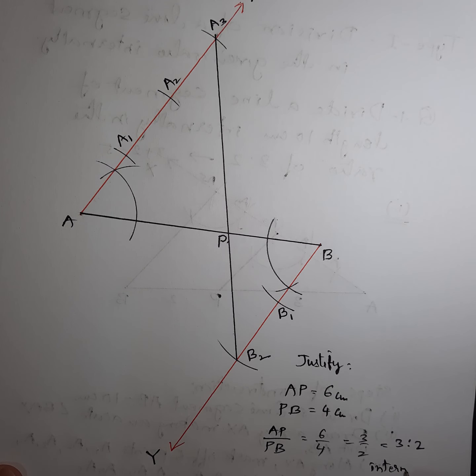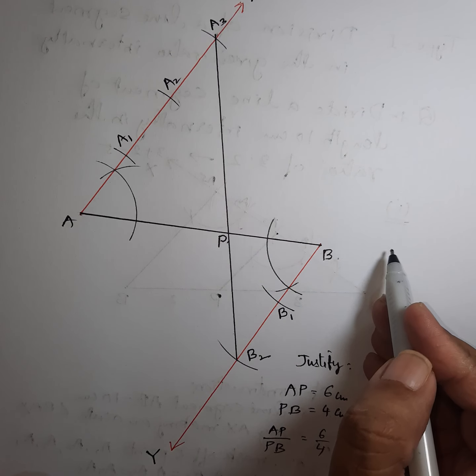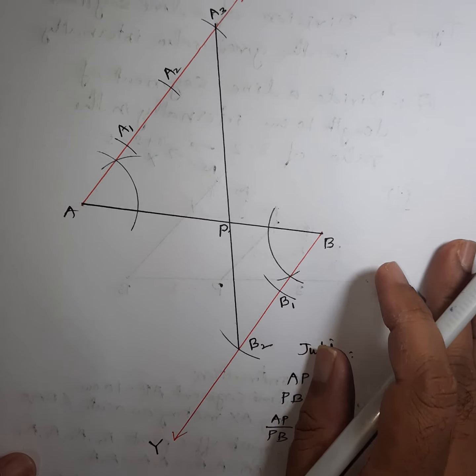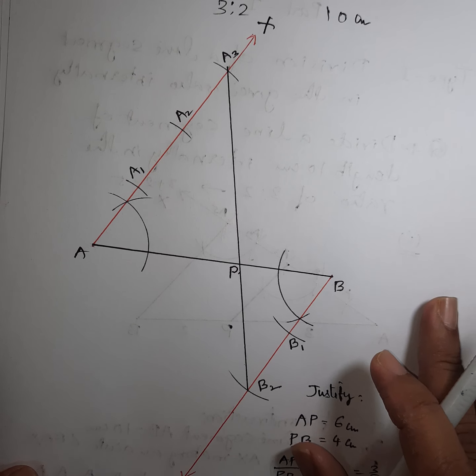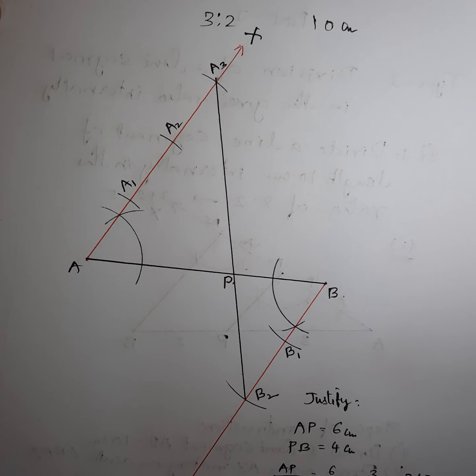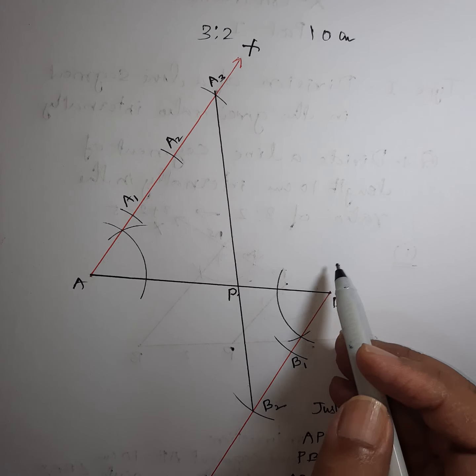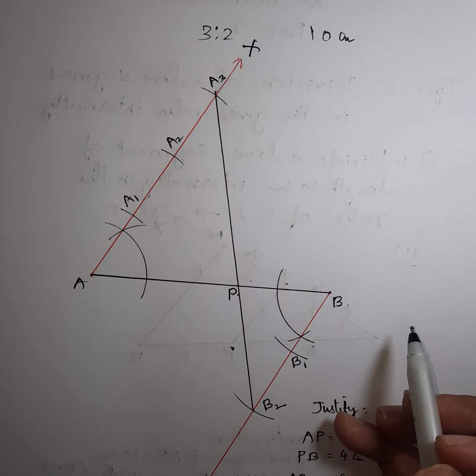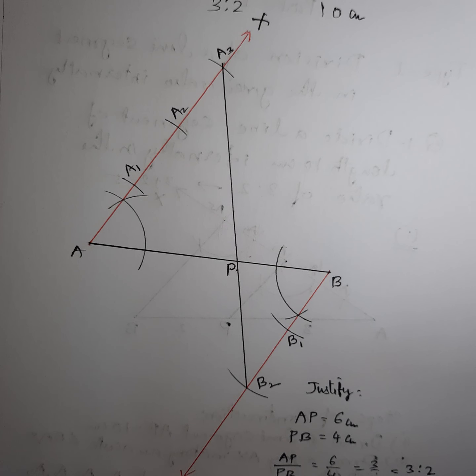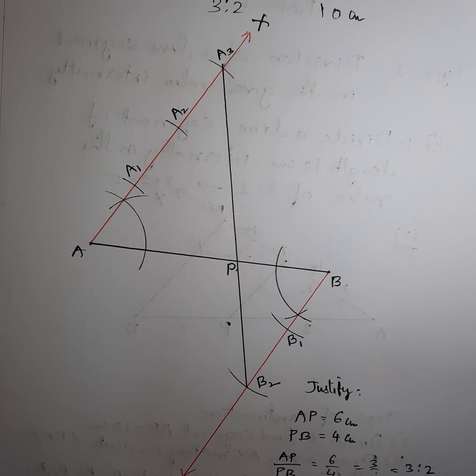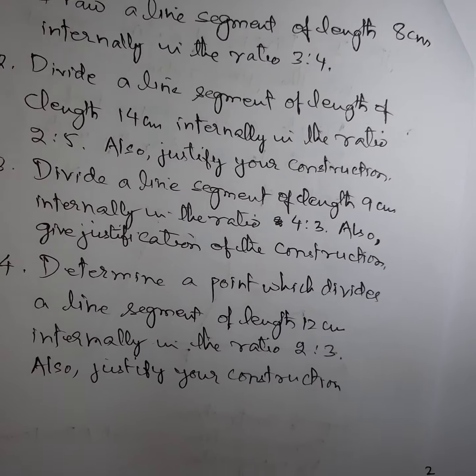Internally means the point which is dividing the line is inside the line. It may be outside also. Externally, you will study in class 11th how to do it. Externally means the point is outside the line. So this is the first type of construction, and after this you can do the following questions I am showing.